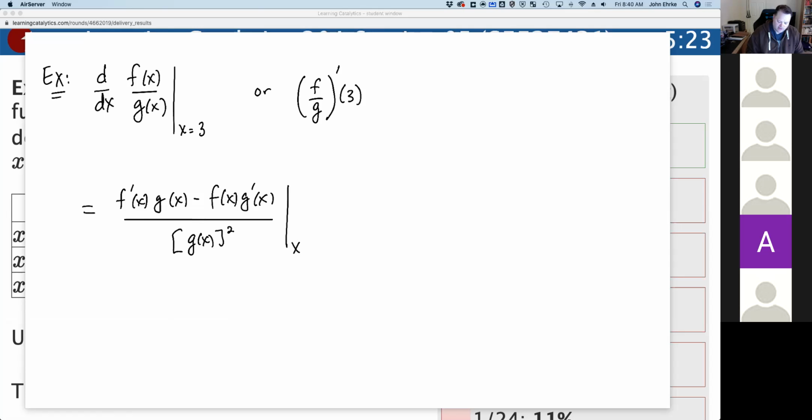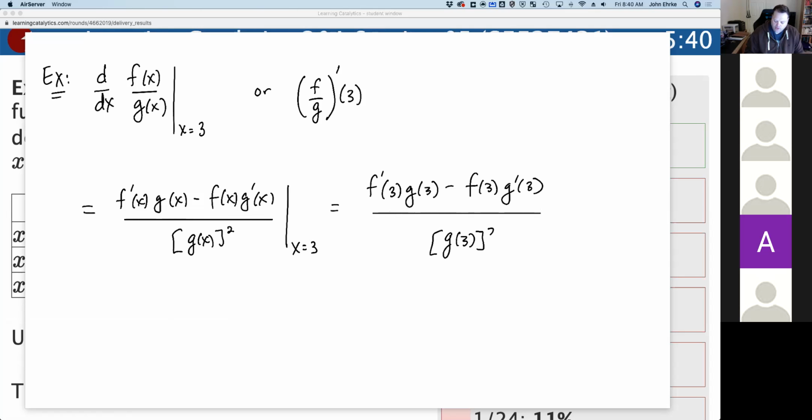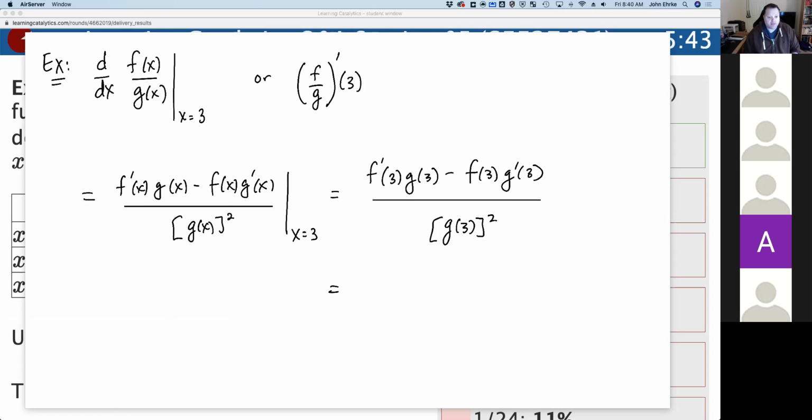But I'm evaluating this at x equal to 3. So this is f prime of 3 times g of 3 minus f of 3 times g prime of 3, over g of 3 squared. So if you look at the table values, f prime of 3 is 1/3, g of 3 is 4, f of 3 is 1, g prime of 3 is -2, and g of 3 is 4, so you have 4 squared in the denominator.